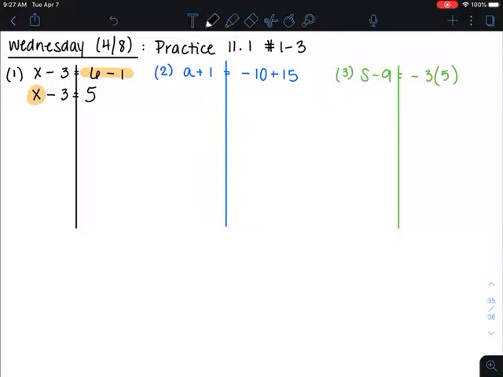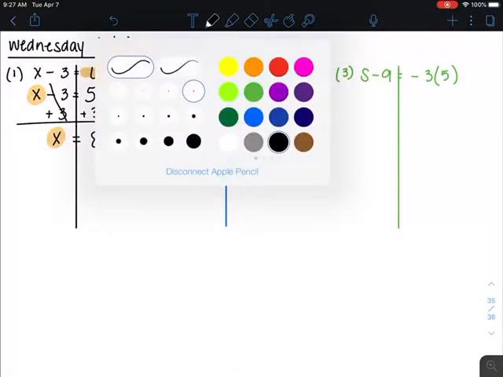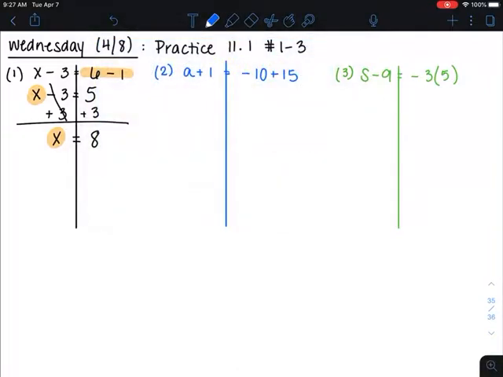So now we want to solve for our variable x. And currently we are subtracting 3, and the opposite of subtracting 3 is adding 3. So we can add 3 to both sides. Our 3's on the left-hand side cancel, which gives me an x equals, and 5 plus 3 is 8. So I can safely say that x equals 8.